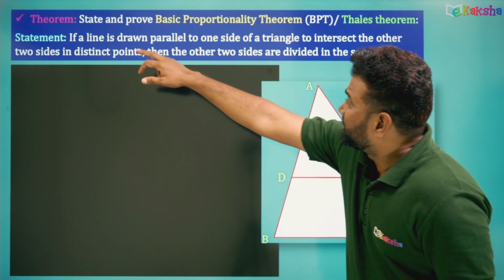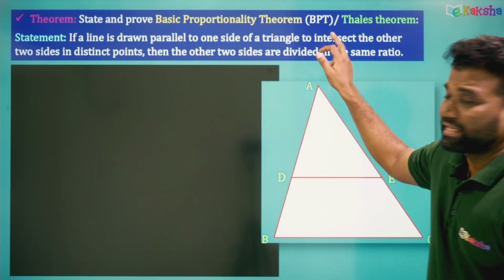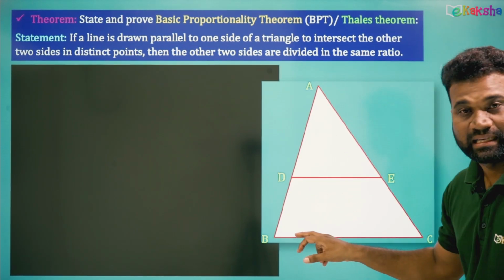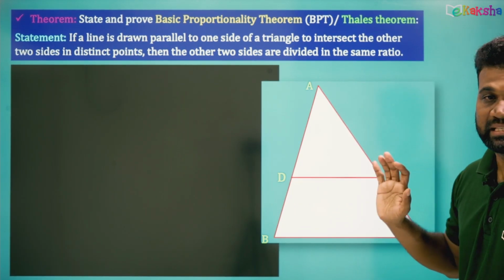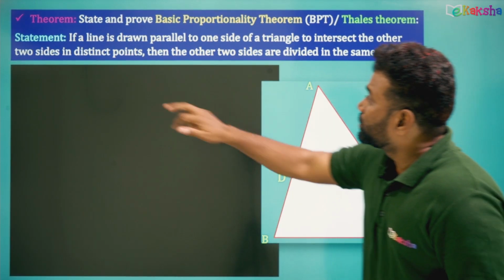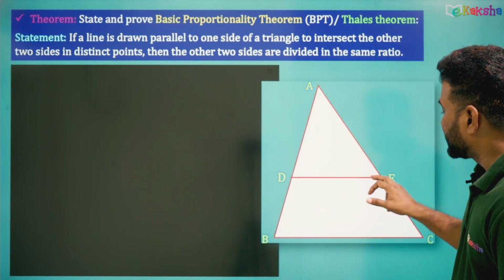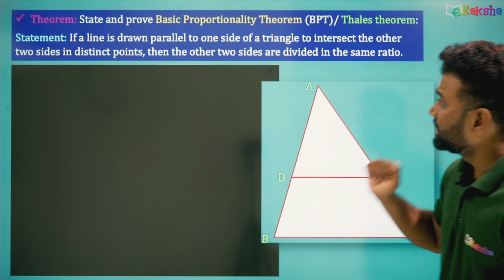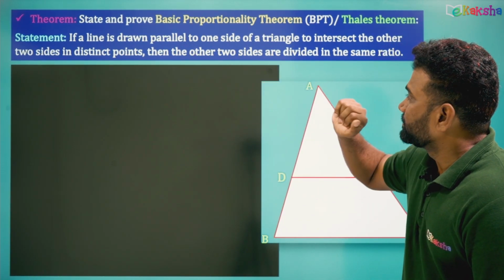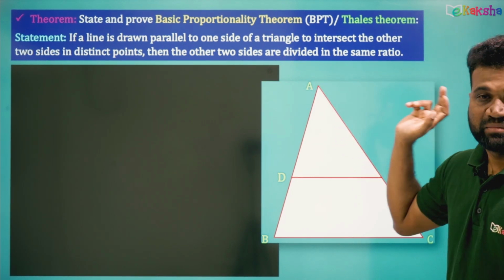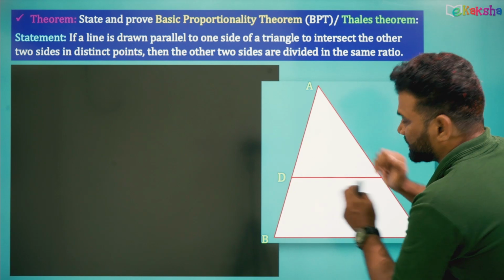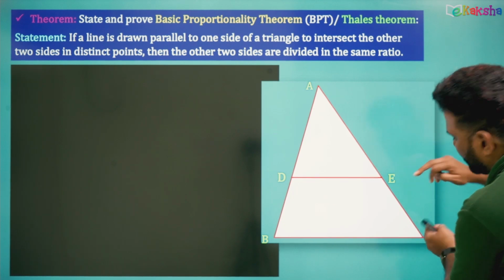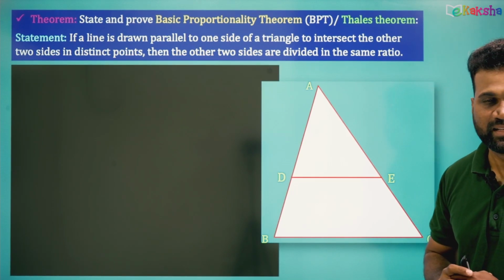So here, if a line is drawn parallel to one side of a triangle, here ABC is a triangle. Here you can see DE is parallel to BC. To intersect the other two sides in distinct points, here you can see DE intersecting the other two sides in distinct points. One is at D and the other one is at E. Then the other two sides are divided in the same ratio. So we need to prove that the other two sides are divided in the same ratio, that is AD over DB is equal to AE over EC. This is what we need to prove. Clear? So let's prove.